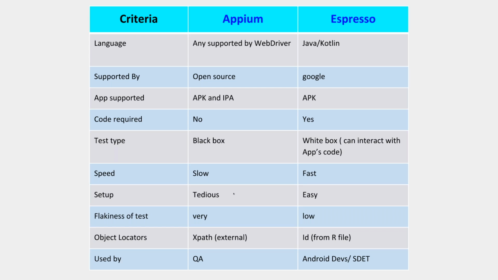And Appium was obviously very slow. You're going to see that in a demo compared to Espresso. And I'm talking about 10x slow. So 10, not 2 times, not 3 times, 10 times slower, which is ridiculous, right? And Espresso is extremely fast.